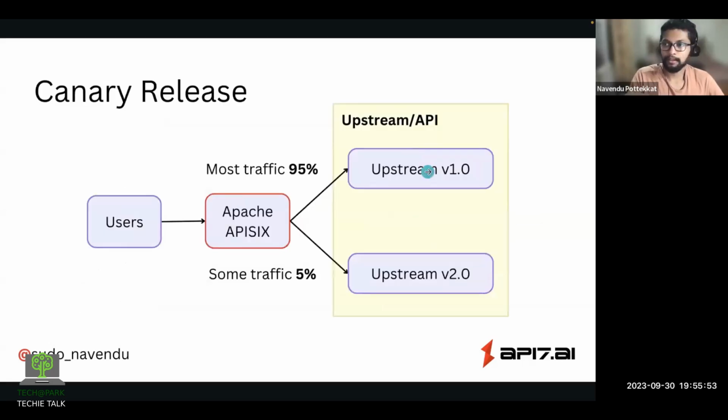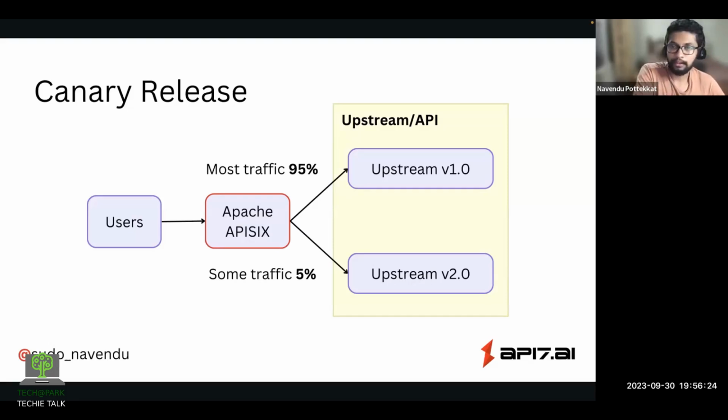Another interesting thing that you can do with an API gateway is canary release. So in a canary release, you are trying to deploy a new version of your API. And as you can see, you have your upstream or your API version v1.0, and then you have v2.0. Initially, all the traffic is being routed to v1.0, and now you want to release v2.0, but you want to make sure that the release goes smoothly and there are no bugs.